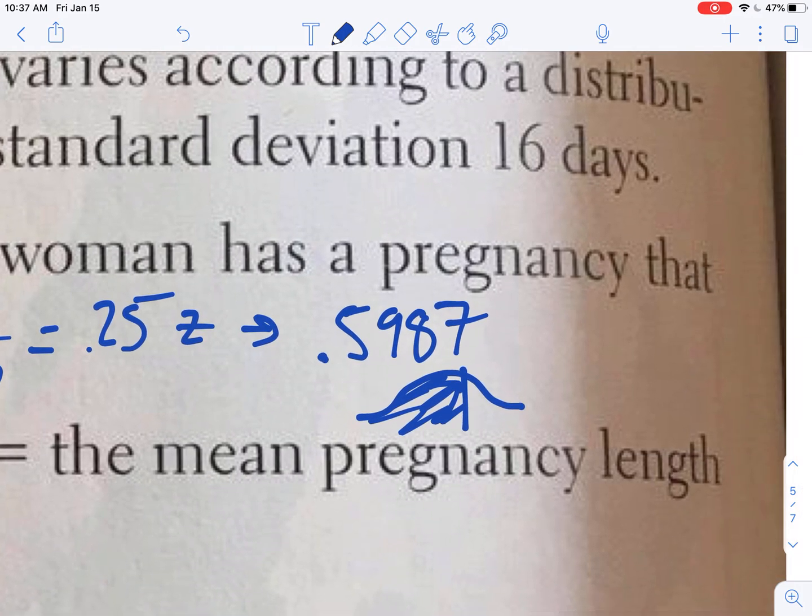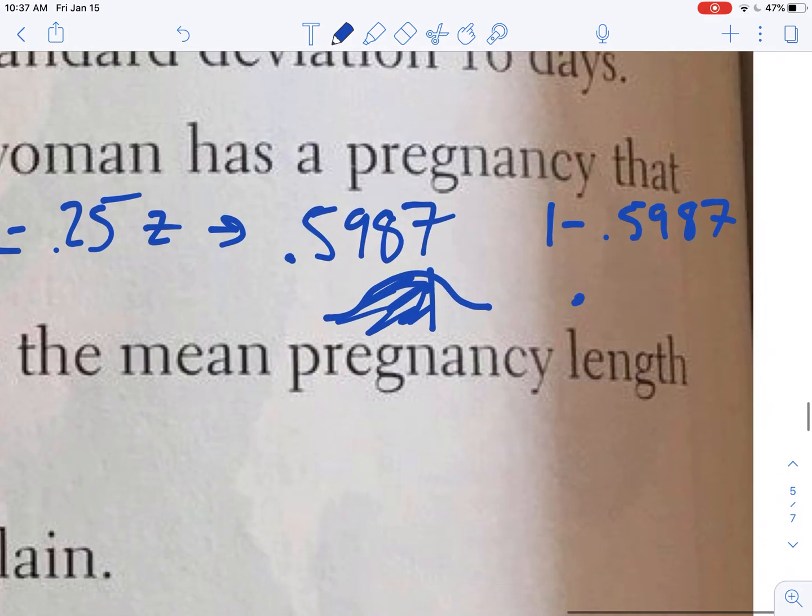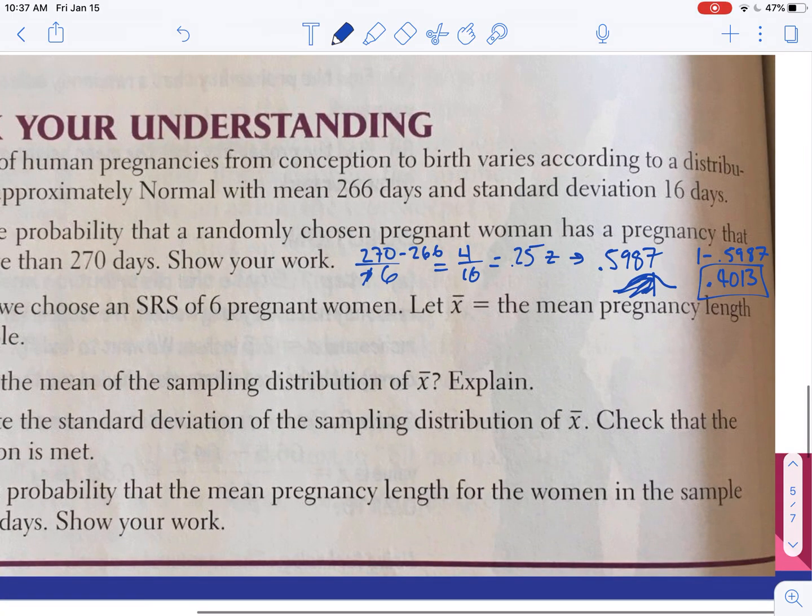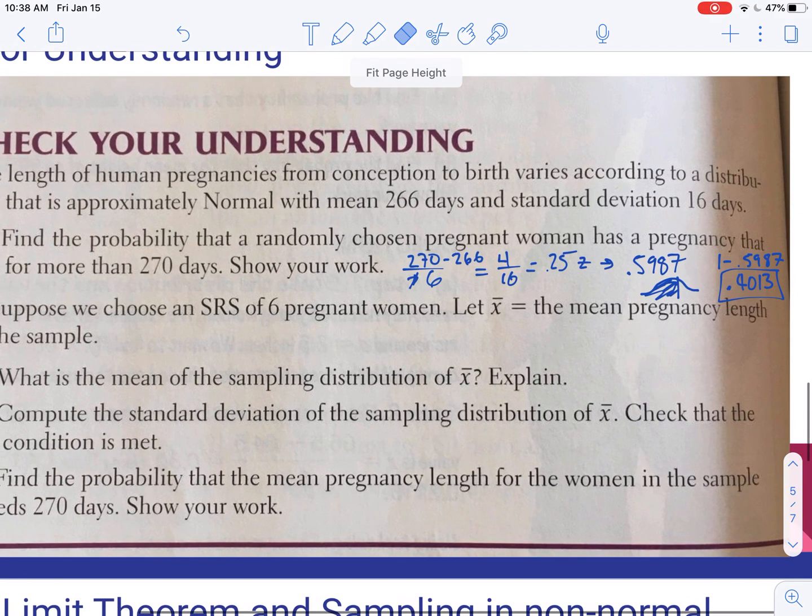So if we want to figure out the 270 days or more, we have to do 1 minus 0.5987. And when we do that, we find that this will be 0.4013. So there's a 0.4013 probability that if you choose a random pregnant woman and you find out how long her pregnancy was, you're going to find out that it was 270 days or longer.